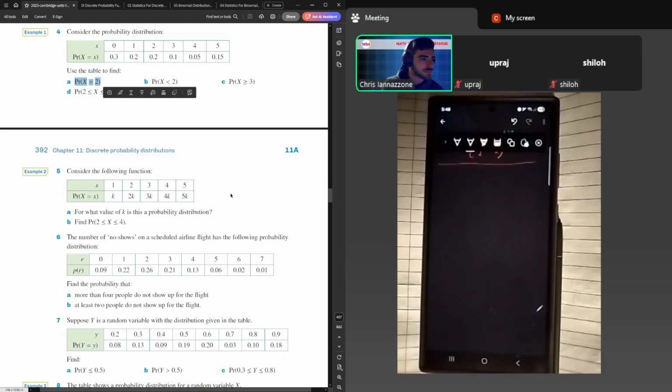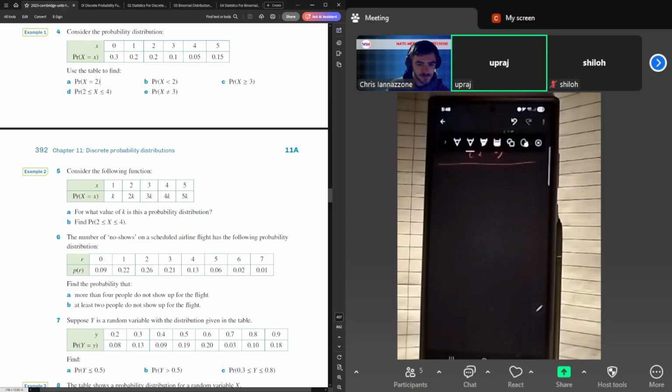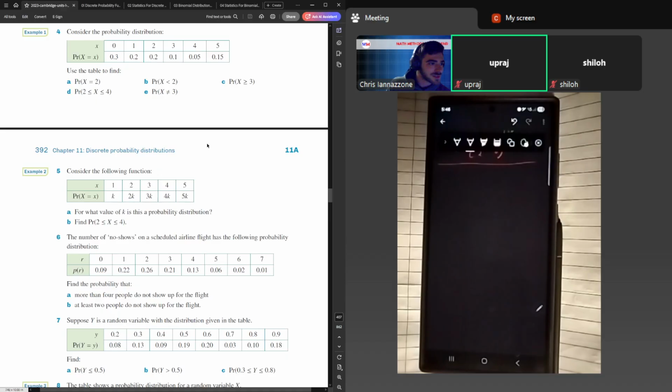Any ideas? Probability x equals 2 for that table? Is it 0.2? Yeah, okay, 0.2. There we go. Yeah, it is 0.2. Why is it 0.2?